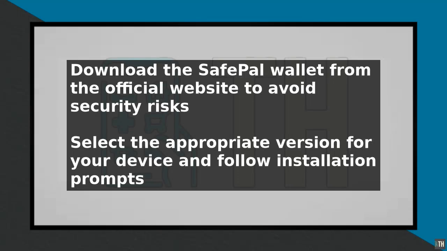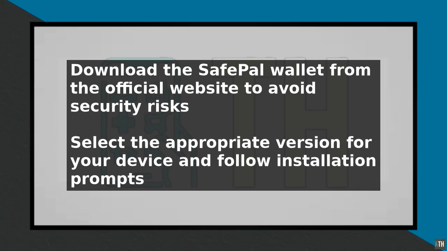To install the Safepal wallet, start by visiting the official Safepal website to download the application. It is essential to download the wallet from the official website to avoid any potential security risks. Once you have accessed the website, click on the download button and select the appropriate version for your device.